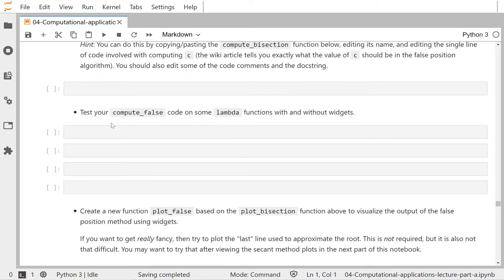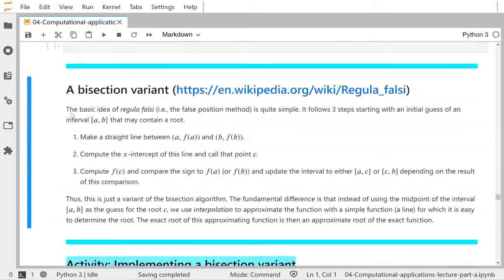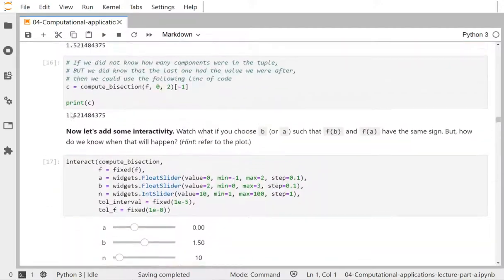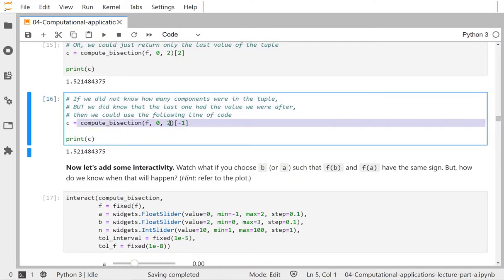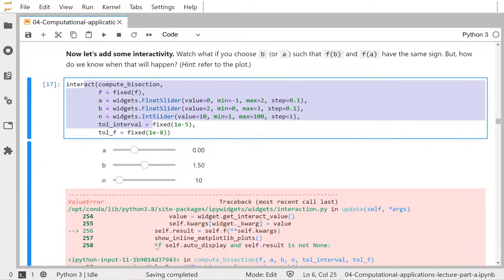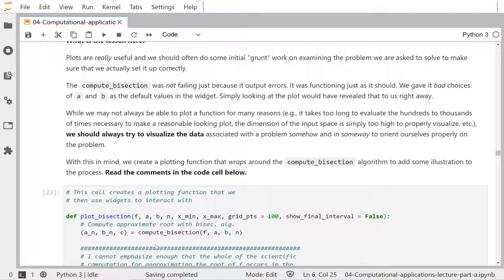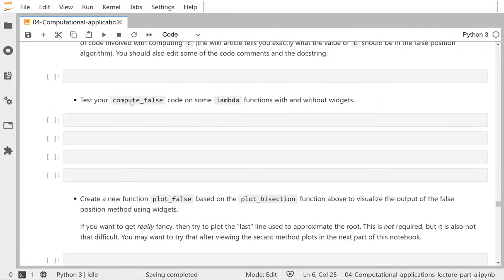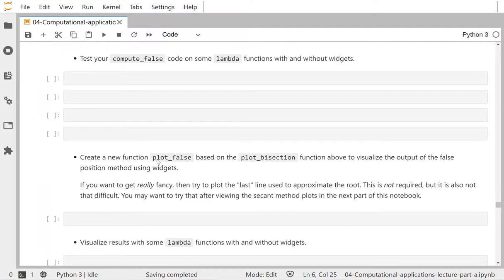And then all I want you to do is test your code, compute_false, on some lambda functions with and without widgets. This is much like above, where I was not using widgets to compute bisection, and I was using widgets to look at the compute bisection function without the plotting. So I'm asking you to now do that here with and without widgets on compute_false, and then create a new function where you plot it.